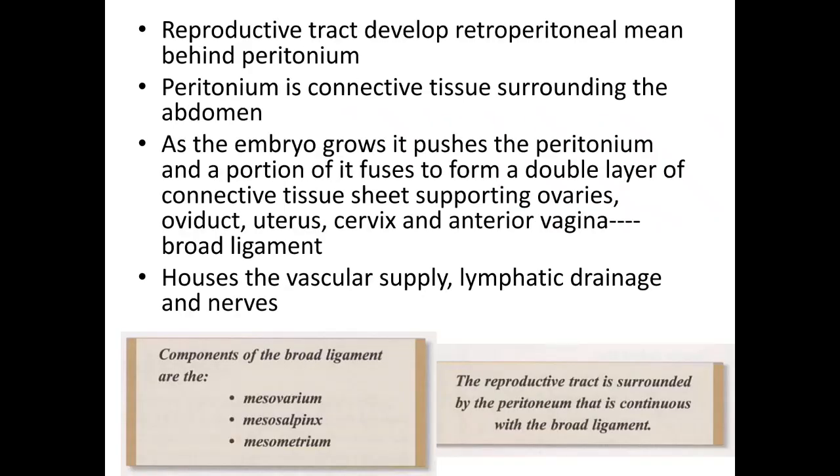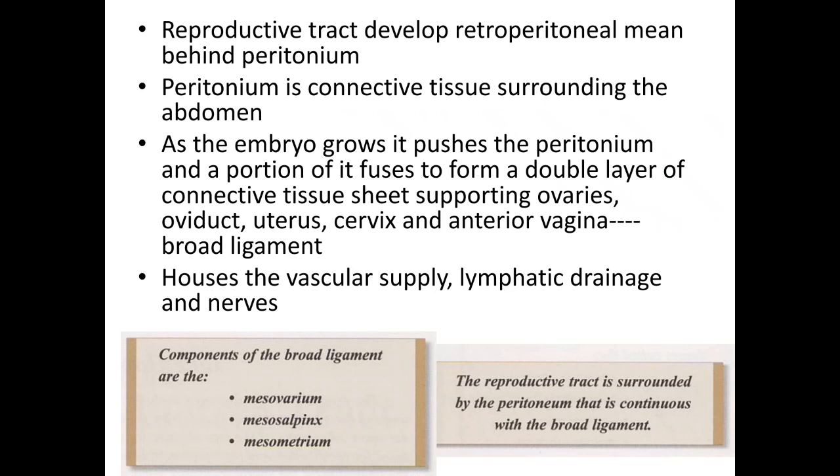Reproductive tract development: the reproductive tract develops retroperitoneally, meaning it develops behind the peritoneum during embryo development. The peritoneum is a connective tissue surrounding the abdomen. As the embryo grows, it pushes the peritoneum and a portion of it fuses to form a double layer of connective tissue sheet supporting the ovary, oviduct, uterus, cervix, and anterior vagina. This type of support is termed the broad ligament. This broad ligament houses the vascular supply, lymphatic drainage, and the nerves.